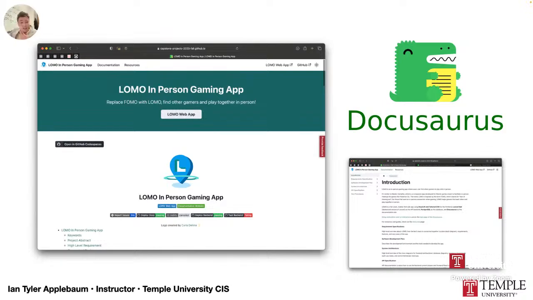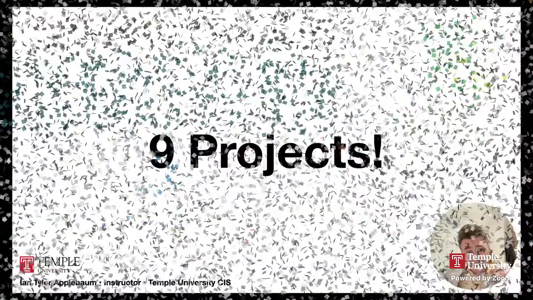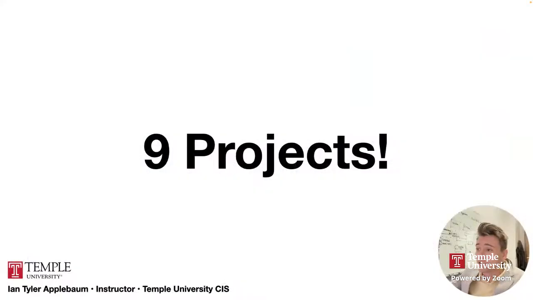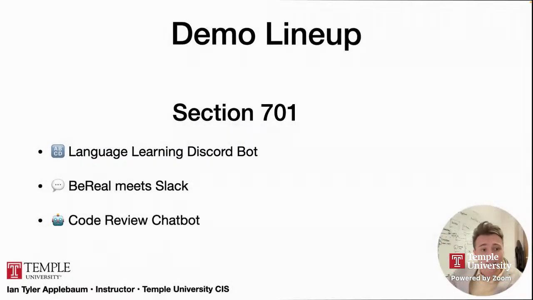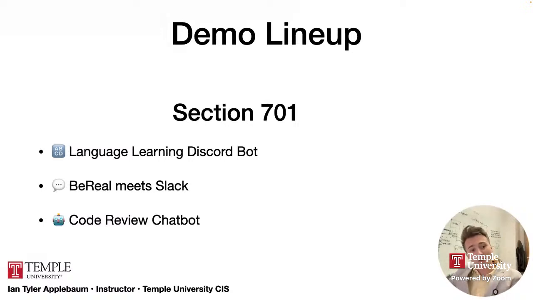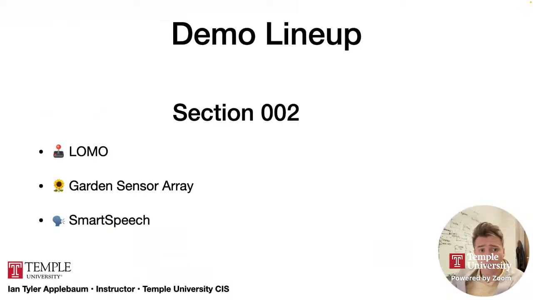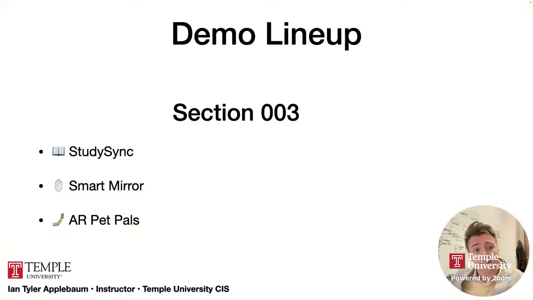And just to get right to it, we've had nine projects this semester, which is really cool. So if you're rejoining, it's been really fun so far. Really excited to go through. So just going through the lineup again, we started this morning with the language learning Discord bot, the Be Real meets Slack bot, and the code review chat bot. So a lot of bots. Section two, we saw LOMO, Garden Sensor Array, and Smart Speech. And now next up, we're going to see StudySync, Smart Mirror, and AR Pet Pals.